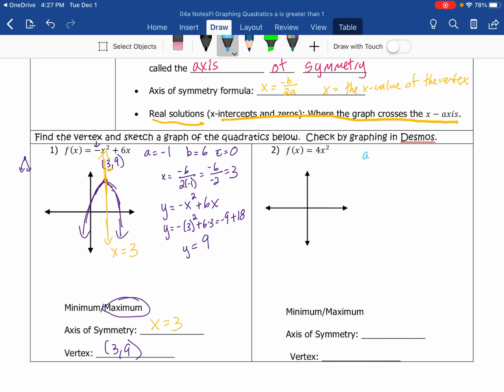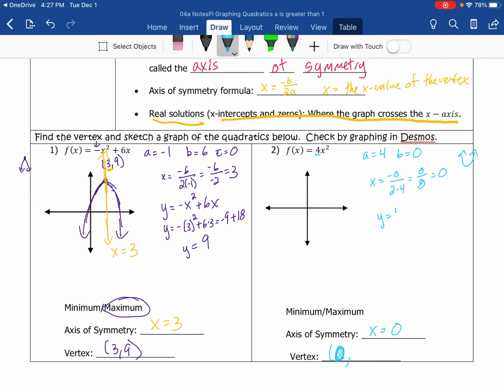So the next one, in this case, a is equal to 4 and b is equal to 0. I know that since this is positive, it's going to be concave up. Okay. I'm going to find the x value of my vertex and also my axis of symmetry at the same time. -b, so -0, over 2 times 4, which is 0 over 8, which is 0. So my axis of symmetry is going to be x equals 0, because that's the x value of my vertex. That's going to be 0.